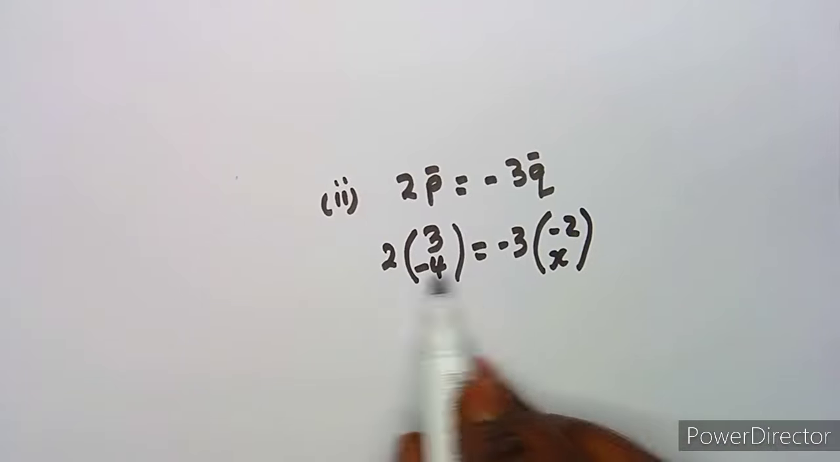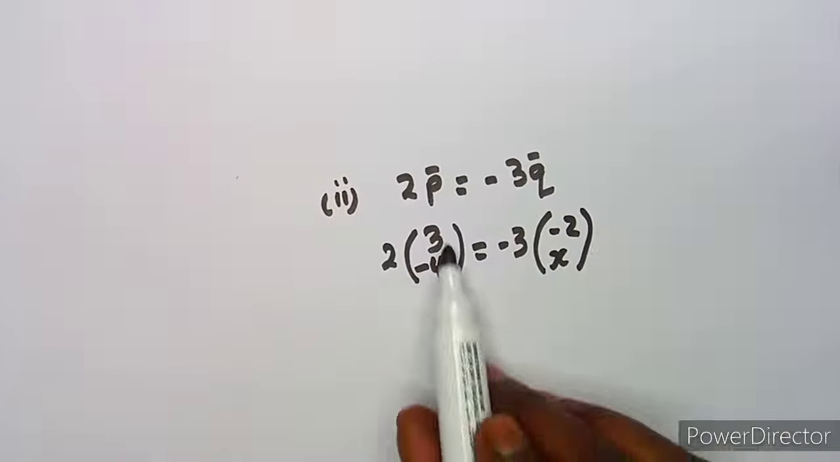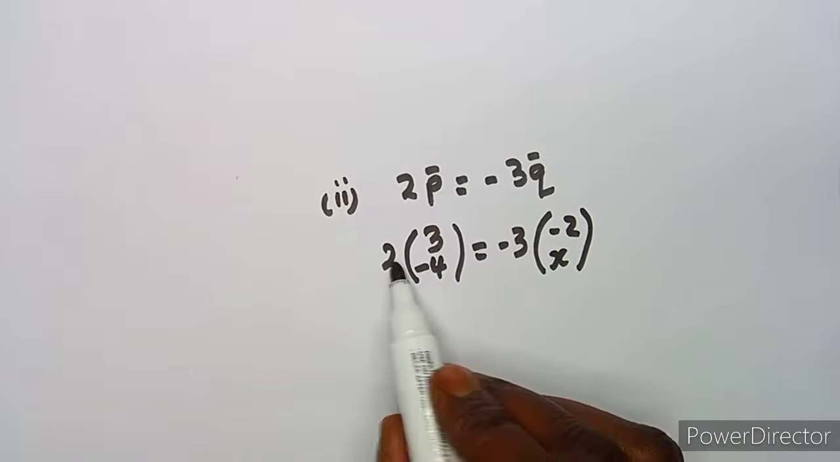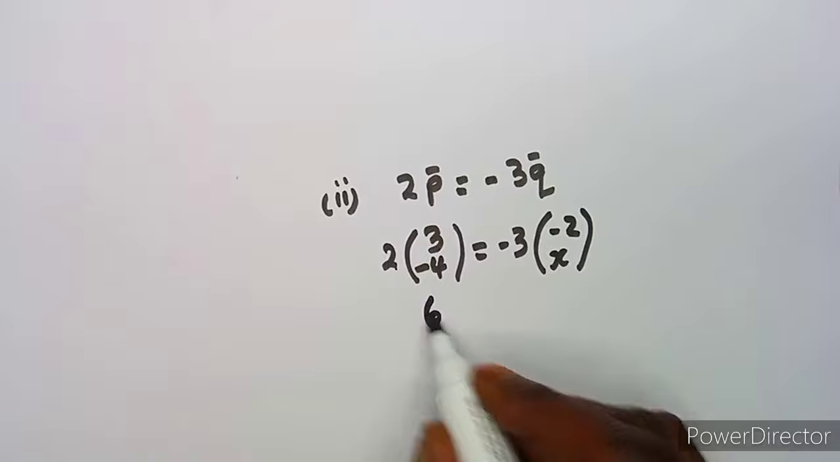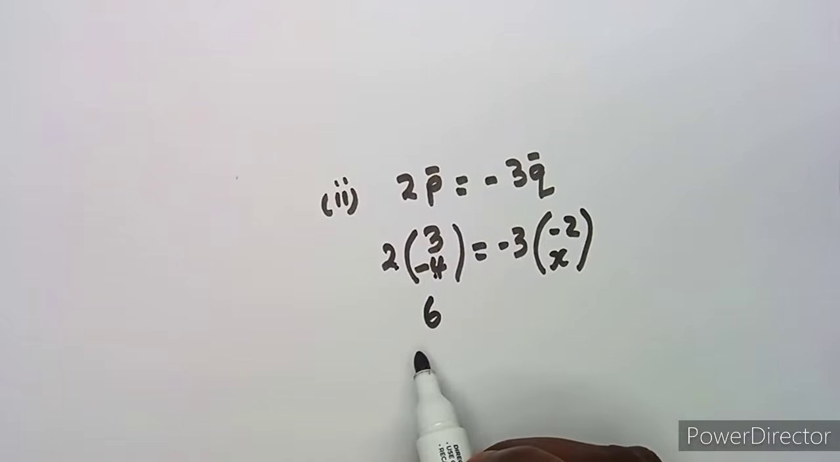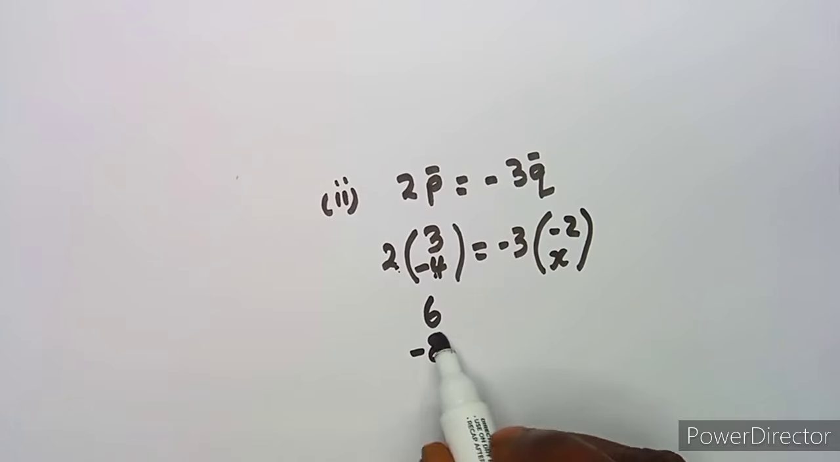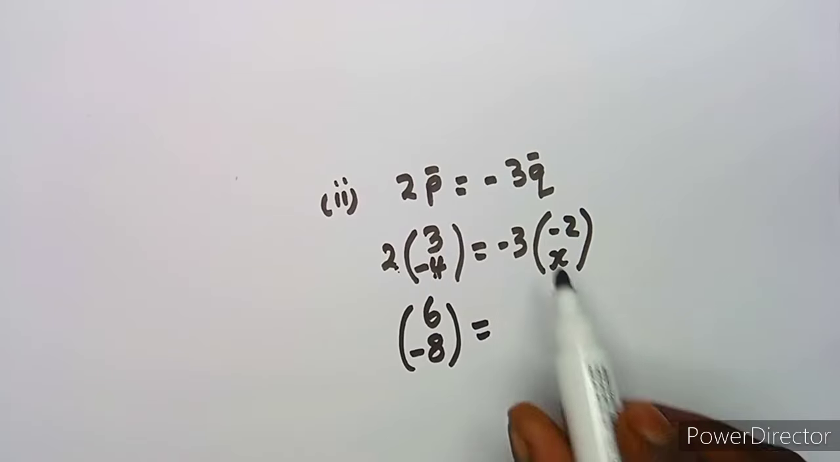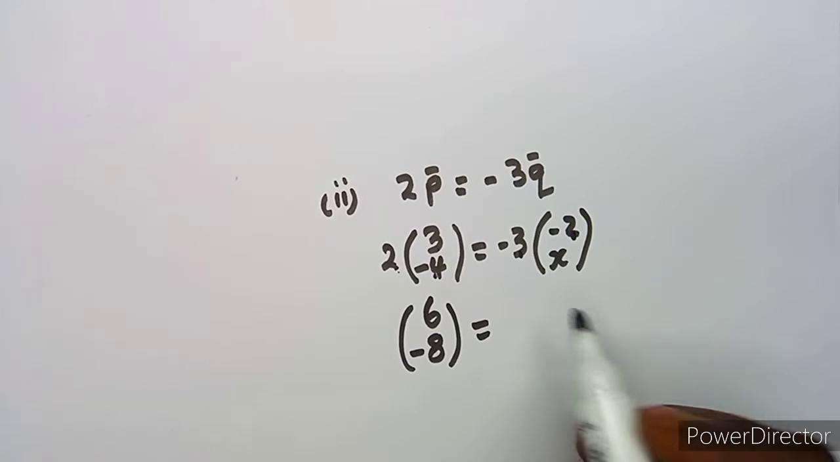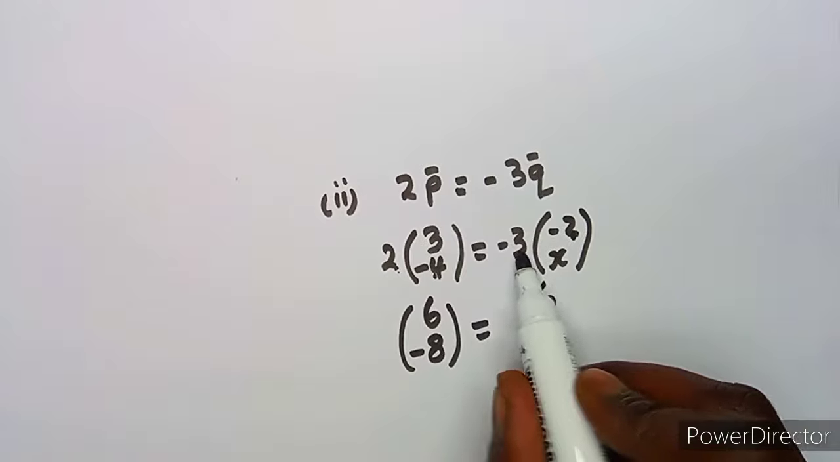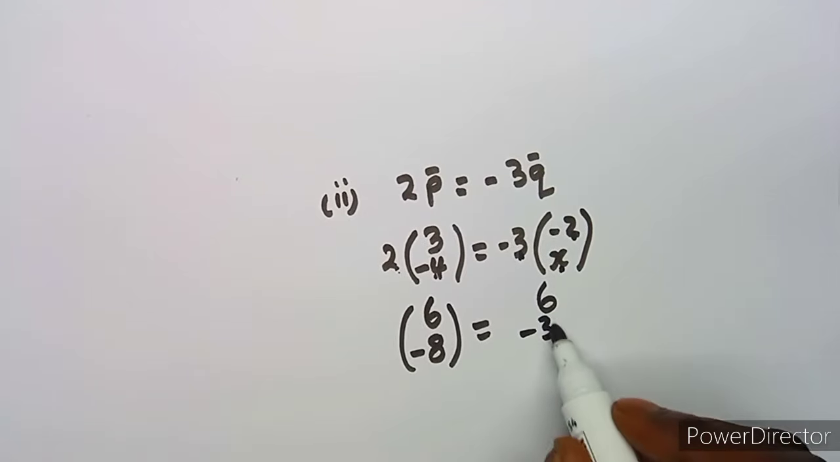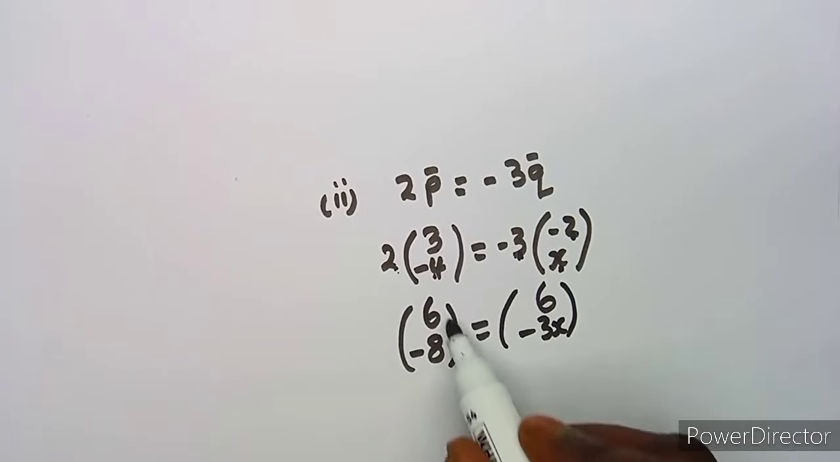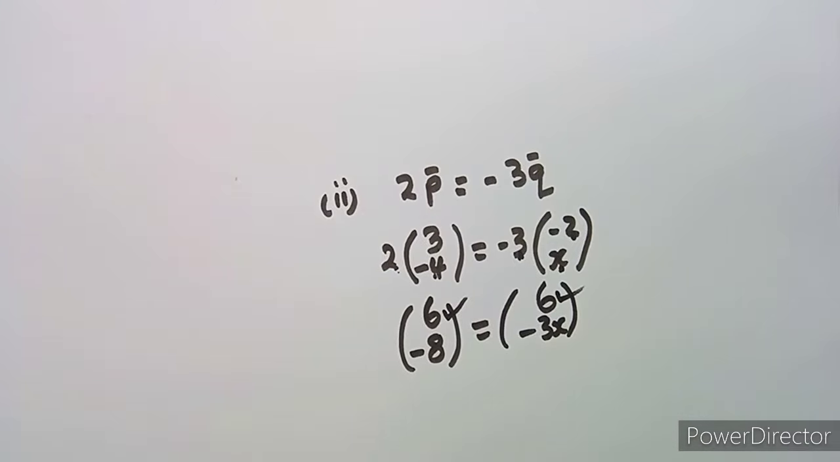How? Because we know that if these two are equal, you can equate corresponding terms. So 2 times 3, that is 6. 2 times minus 4, remember this 2 is a scalar, so it's going to give us minus 8, which is equal to minus 3 times minus 2, which is 6, minus 3 times x, which is minus 3x. So as you can see, this term and this term are equal. That is to tell you that what you're doing is correct.